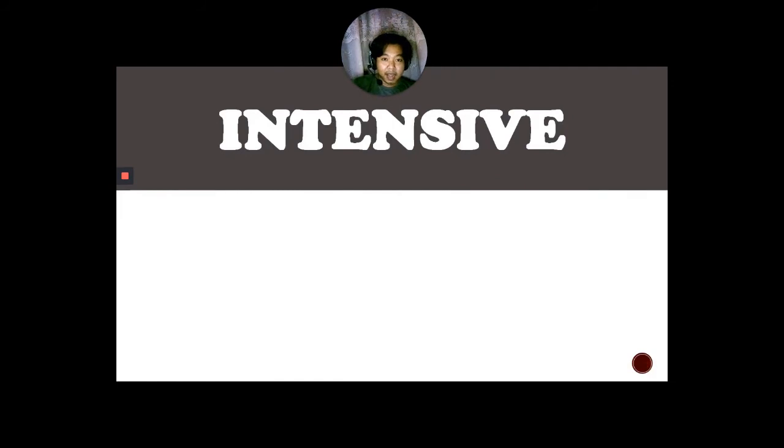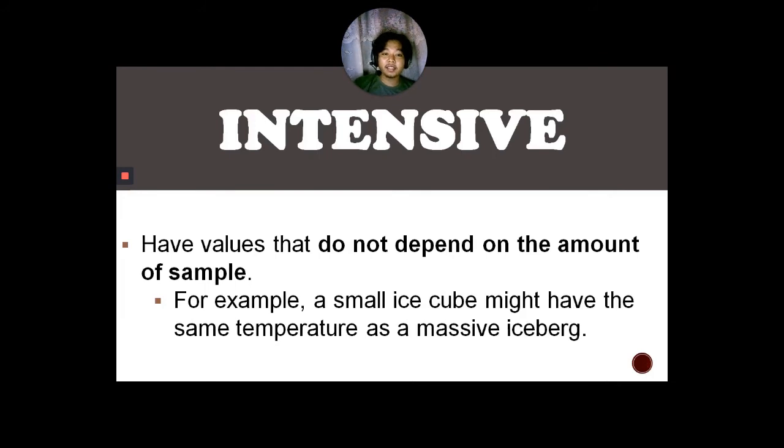Sige, let me again, repetition, sana hindi kayo nauumay. Intensive properties are the values that do not depend on the amount of matter. For example, a small ice cube might have the same temperature as a massive iceberg because they freeze at the same time. So, alam mo, sobrang lamig nung iceberg, pero pag humawak ka sa yelo, maliit na ice cube, that's how cold an iceberg is. Yeah. Nagkataon lang na si common sense natin, parang iba ang pinapa-feel sa atin. But that's an intensive property.